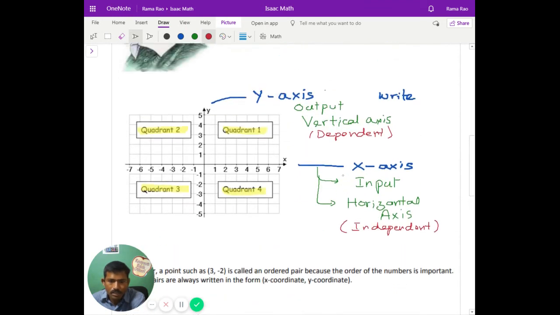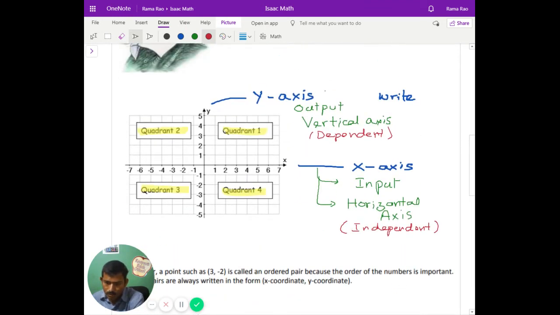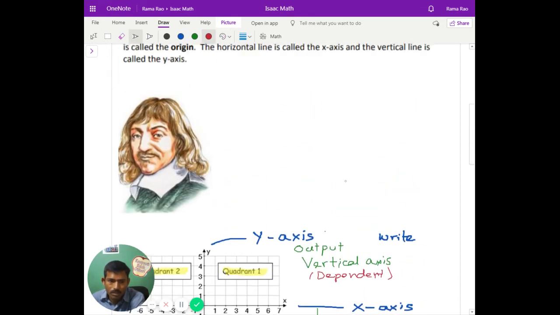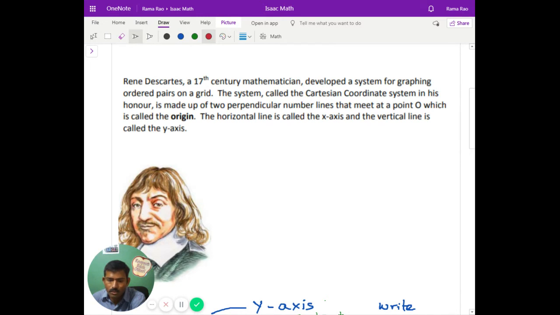Okay, so the next thing: how do we plot a point? I want your eyes on the screen. I don't want you to miss this point. It's really important. When you write an ordered pair, eyes on the screen, don't write anything. In an ordered pair, it's always X first and then Y. Even in the alphabet, X comes first and then Y comes later. So if I give an ordered pair, you first do the X and then look for the Y. Just like when you plot a point, you run and then jump.